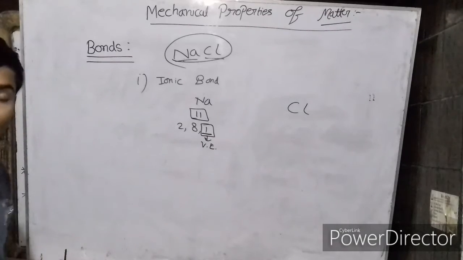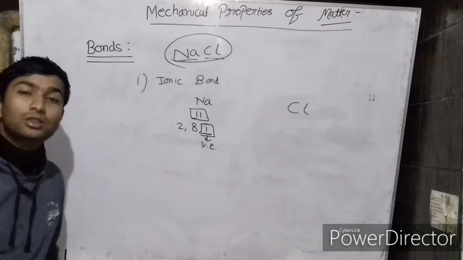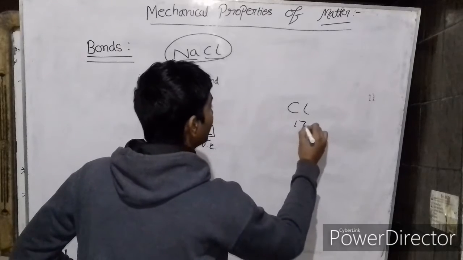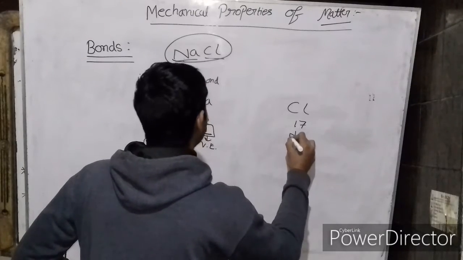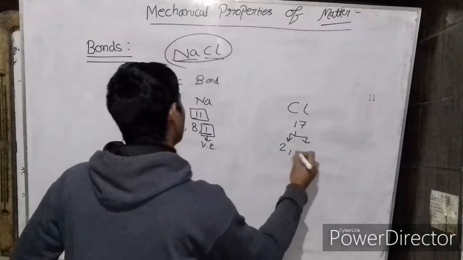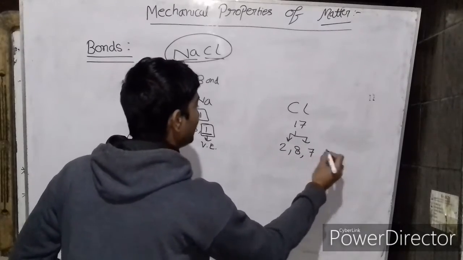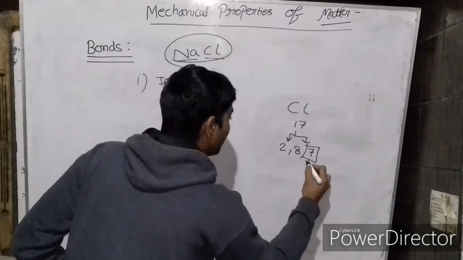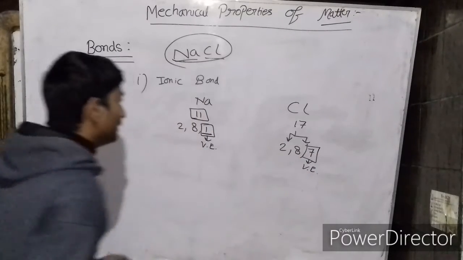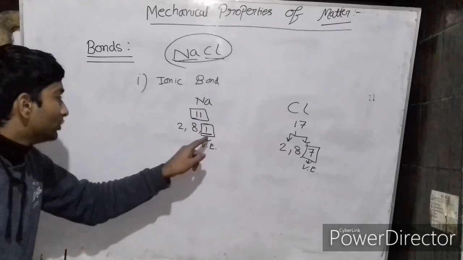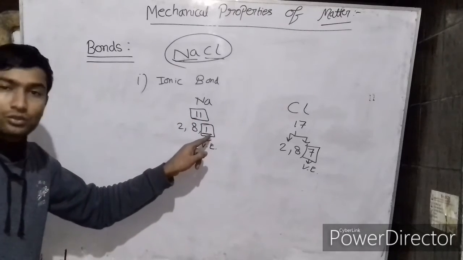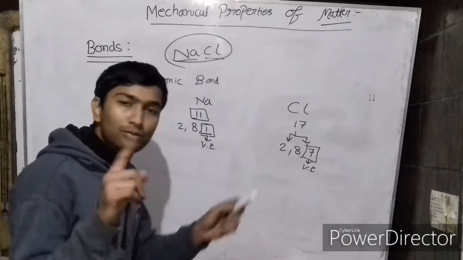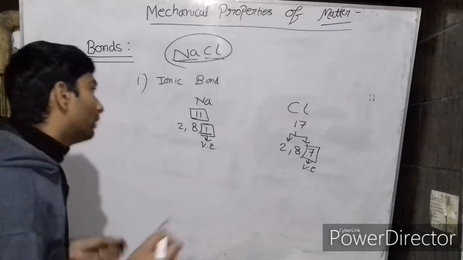Now chlorine. Do you know the atomic number of chlorine? I know you know. It is 17. So the configuration is 2, 8 and 7, so the number of valence electrons is 7. Sodium wants to lose one of its electrons to reach the stable state of an inert gas, and chlorine wants one more electron to get the stable state. So what will they do?